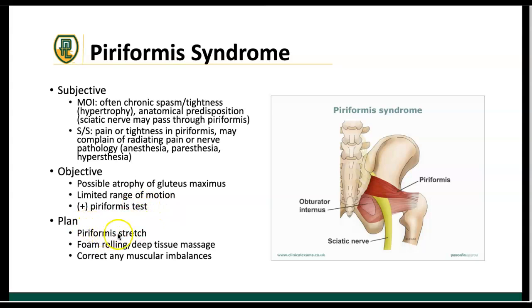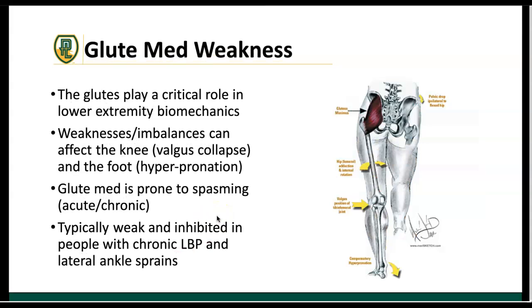So what do we do? We're going to stretch that piriformis, so take it into an internal rotation moment and hopefully stretch it and increase flexibility so it's not as contracted. Lots of foam rolling, lots of elbow into the patient's glute to cause maybe like an active release of the piriformis, and then correct any muscular imbalances, which I'm going to go back here.